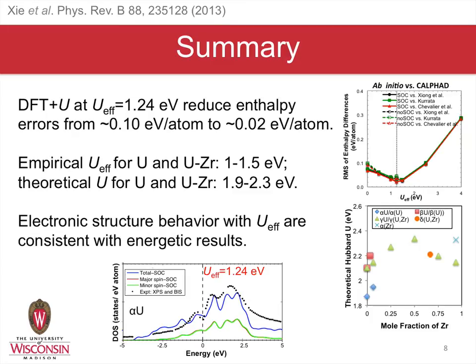In summary, we have shown that enthalpies for uranium and uranium zirconium are overestimated by about 0.1 eV per atom when using only DFT, while DFT plus U with U effective near 1.24 eV can reduce this error to about 0.02 eV per atom. The effect of spin-orbit coupling is found to be small for the uranium and uranium zirconium systems. Empirical U effective for uranium and uranium zirconium systems is 1 to 1.5 eV, while theoretical U is 1.9 to 2.3 eV. They are reasonably close but not the same. Finally, we show that the electronic structure results are consistent with energetic results, with the density of states showing good agreement with experimental spectra at U effective equals 1.24 eV.